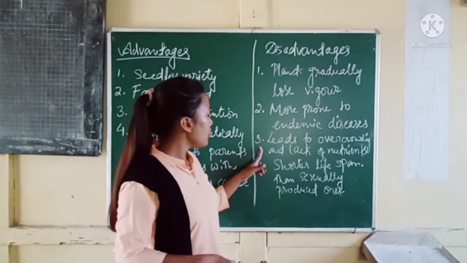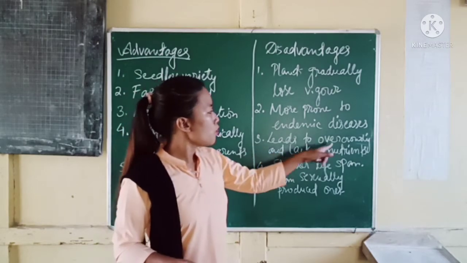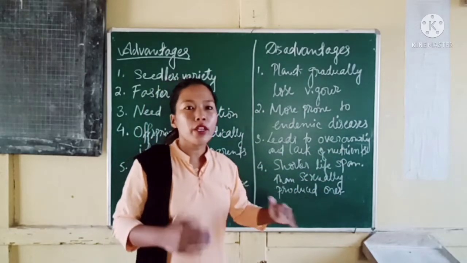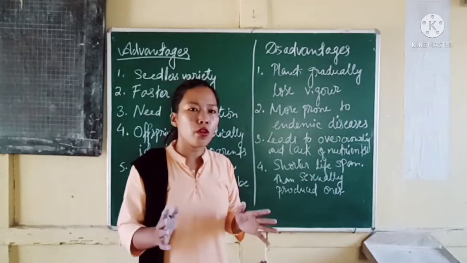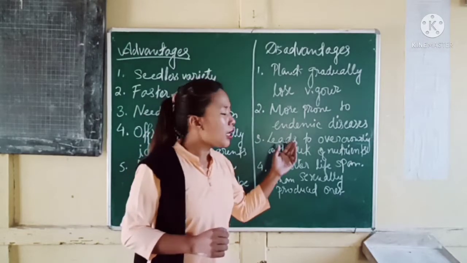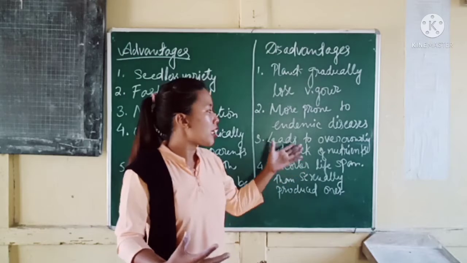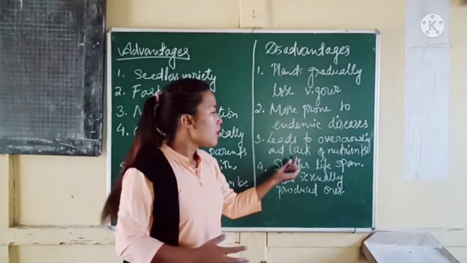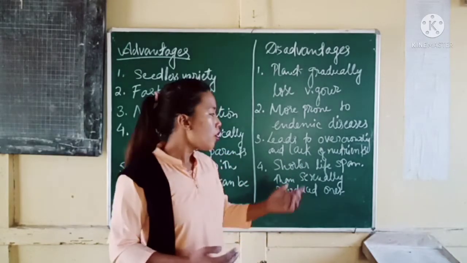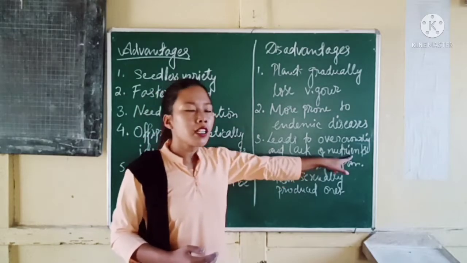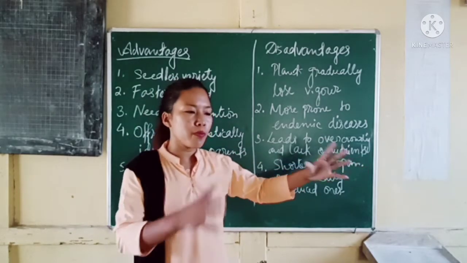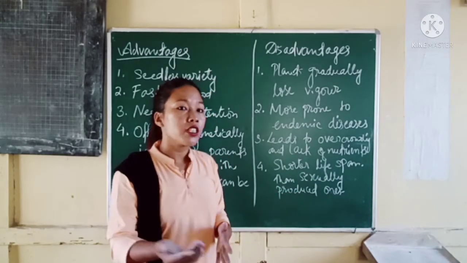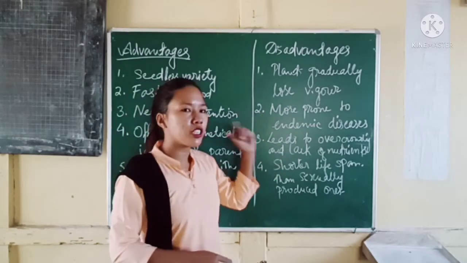The third disadvantage is it leads to overcrowding and lack of nutrients. Overcrowding means that with vegetative propagation, we can produce plenty of plants in a very short time. If we produce plenty of plants at one time, it leads to overcrowding. When the plants are overcrowded, they will be competing for nutrients, so they will lack nutrients. They will suffer from the lack of nutrients because plenty of plants are growing in one place and competing for food. So this is one of the disadvantages of vegetative propagation.